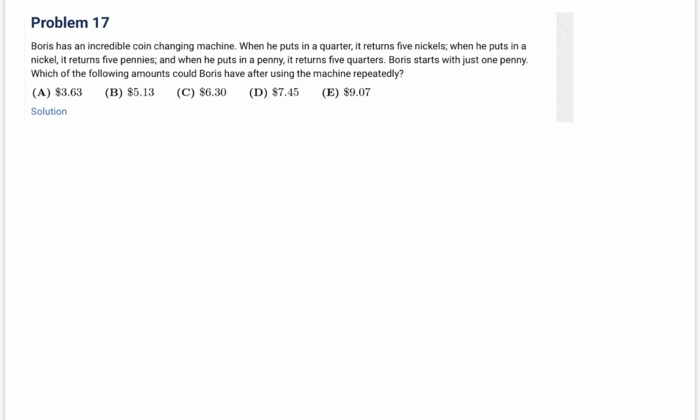Number 17, Boris has an incredible coin changing machine. When he puts in a quarter, it returns 5 nickels. When he puts in a nickel, it returns 5 pennies, and when he puts in a penny, it returns 5 quarters. Boris starts with just 1 penny. Which of the following amounts could Boris have after using the machine repeatedly?